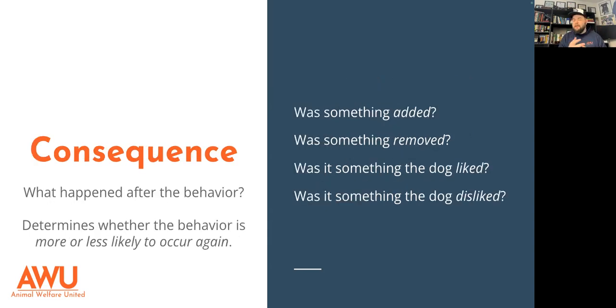Consequence, what happened after the behavior. We've talked about this quite a bit. There's no need to go into this too much. The construct that we have built for talking about consequences is that operant conditioning construct that B.F. Skinner first described. So what happened after the behavior? Did I add something? Did I remove something? Was it something the dog liked? Was it something the dog disliked? It's going to inform whether or not the behavior is likely to happen again in the future.